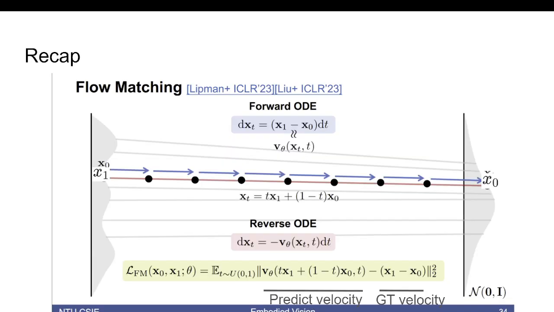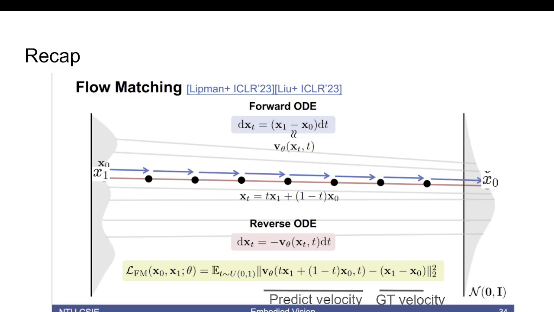So let's start with a quick recap of what flow matching does. Flow matching is an algorithm that learns to match one distribution to another, for example, from a Gaussian distribution to the image manifold. Our goal is to find the velocity field that transports samples from the Gaussian to the image manifold. However, we don't have access to the ground truth velocity field.